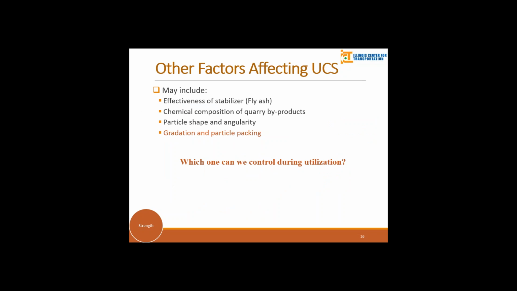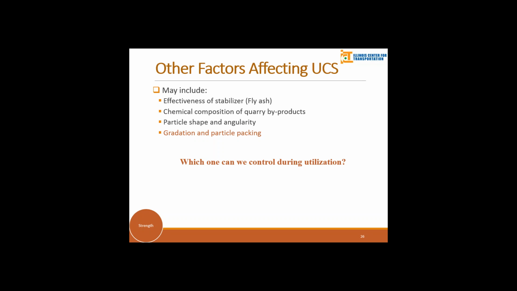Some of the factors include, first, the effectiveness of the stabilizer, especially fly ash, because cement in the lab is replaced very often and is very new. But for fly ash, we keep the same fly ash for the different sets of tests we conducted at different times. So there might be a reason that the effectiveness of the fly ash is reduced at the later stages. Other factors may include the chemical composition of the quarry byproducts, or the particle shape and angularity, and also the gradation and particle packing.